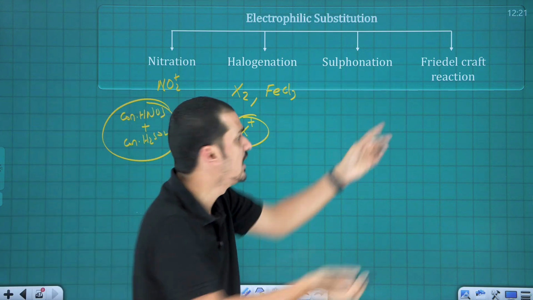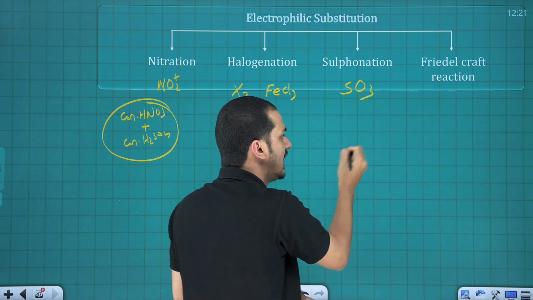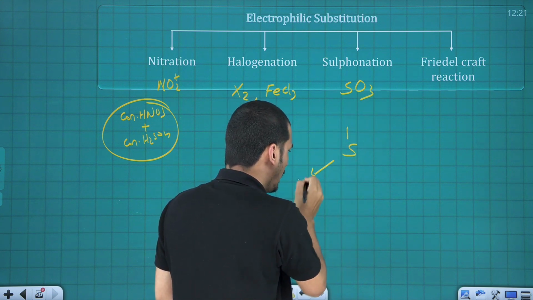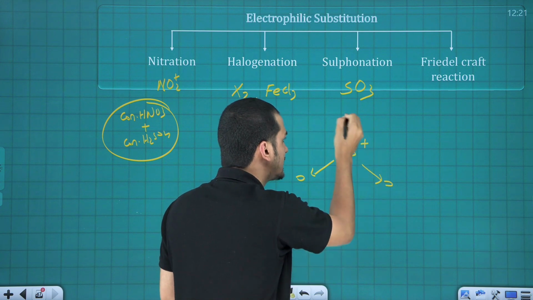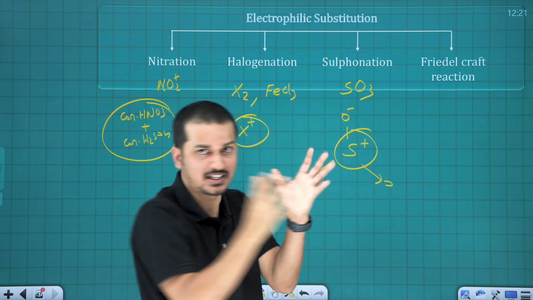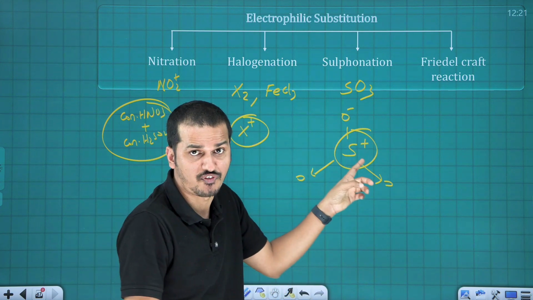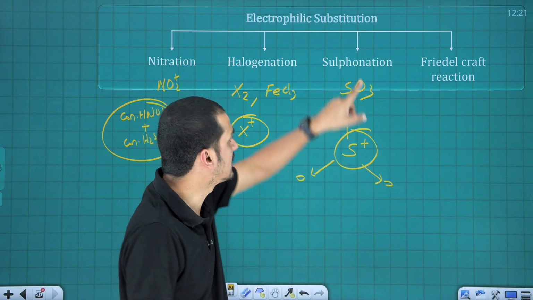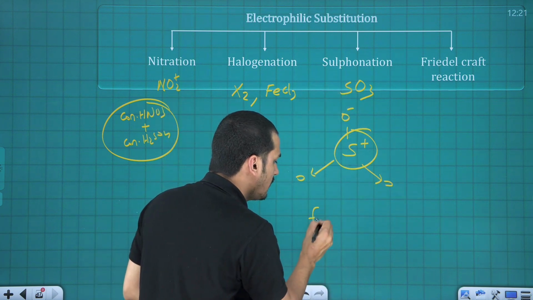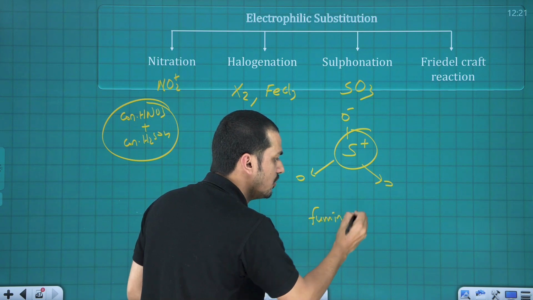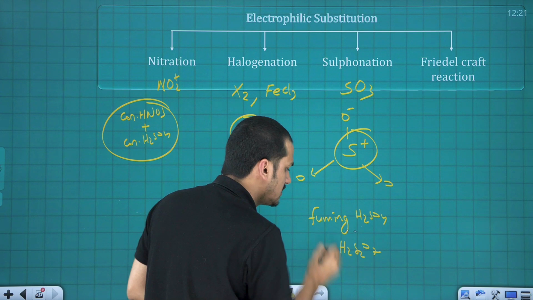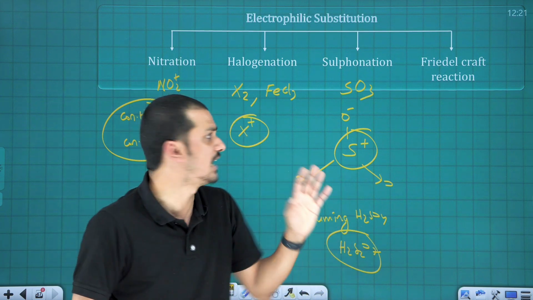What about sulfonation? Here the electrophile is SO3. The SO3 structure is like this: you can see guys, S, here O, here S plus O minus. This S portion, the center portion, is the electrophile. So the SO3 group will be substituted instead of hydrogen. That is sulfonation. For that you have to take fuming sulfuric acid, fuming H2SO4, that is actually H2S2O7.